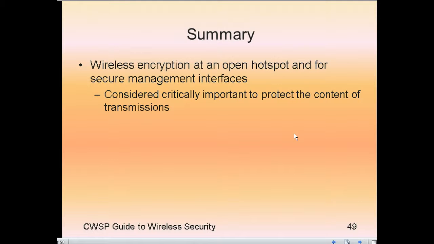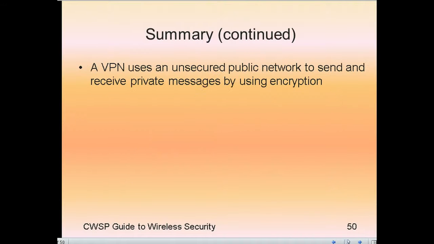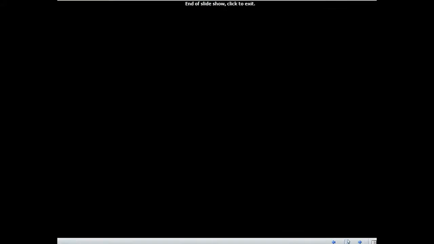Wireless encryption, an open hotspot, and for secure management interfaces, if you're at a wireless hotspot, it is going to be open. It is not going to be secure unless you use one of these other encryption methods that we've talked about. Everything that you put on the wireless is going to be visible to everybody that can receive that signal. The tools: SSH, HTTPS, SNMP v3, the things that we've talked about. VPNs, wonderful way to protect the data.